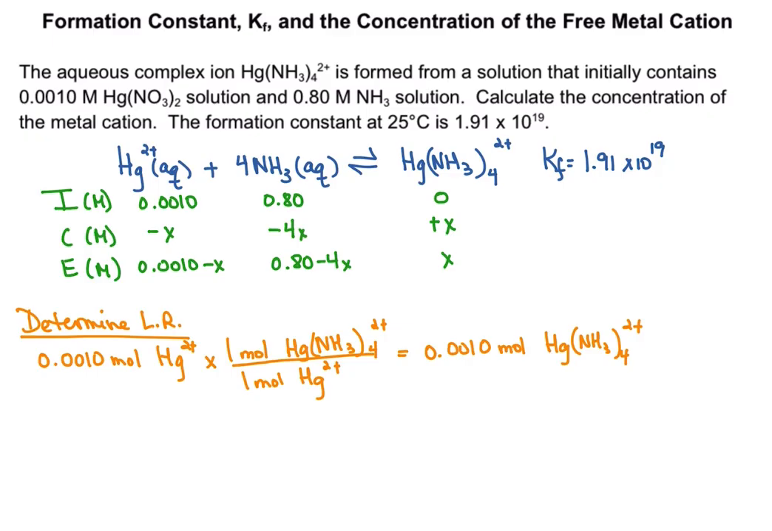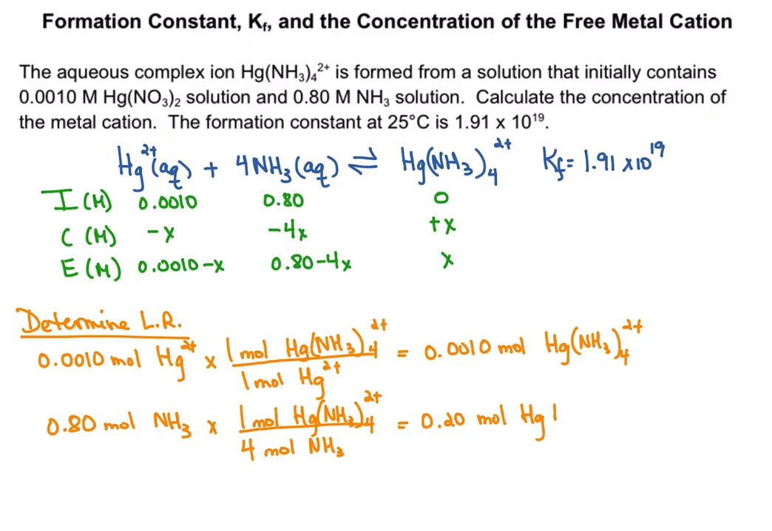I'm going to convert the ammonia. Take a look at my balanced equation. For every 4 moles of ammonia, I have 1 mole of the complex. When I compare answers, I see that the mercury cation gave me the smallest amount of product. Therefore, mercury cation is my limiting reactant, and I can say that x equals 0.0010.